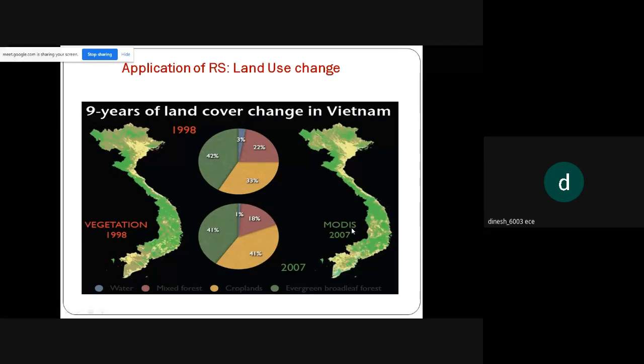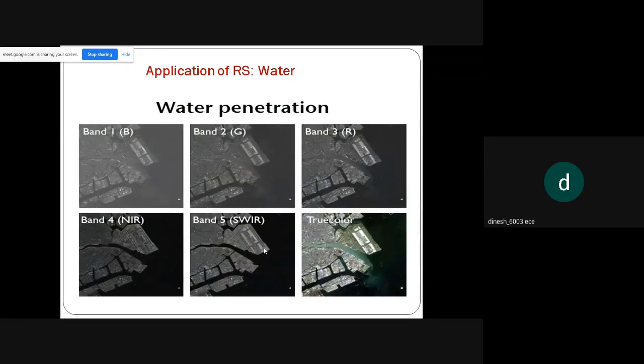So when you compare and see in 2007, you see the same Vietnam, how it is. So the water resources have been depleted in 2007. The mixed forest got vanished by 4%. The evergreen broadleaf forests got vanished by 1%. And the croplands increased by 8%. You can see that within 9 years of time.